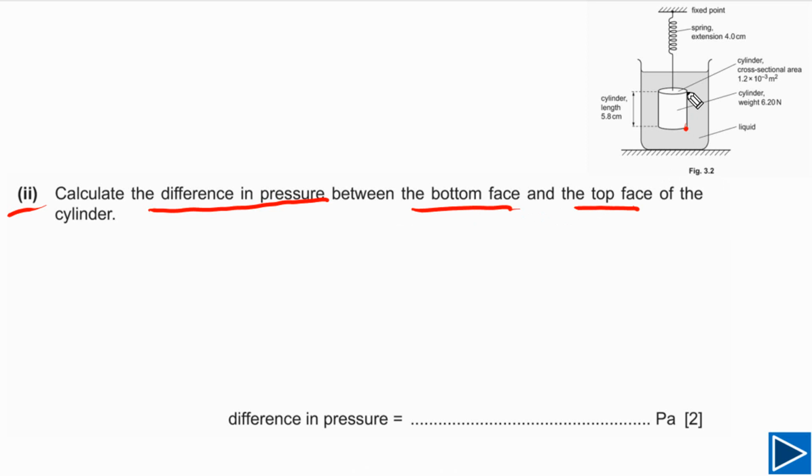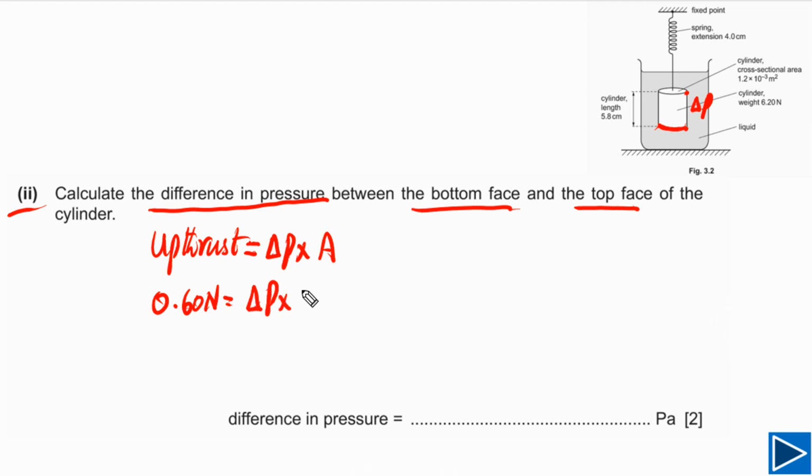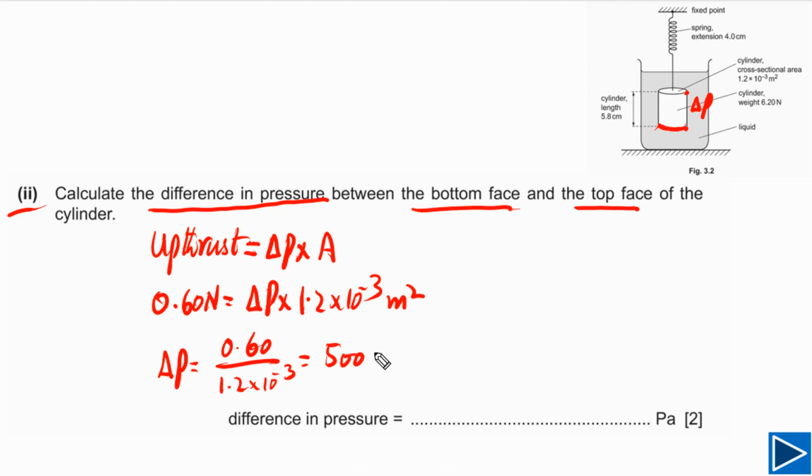For the second part, we need to calculate the difference in pressure between the bottom face and the top face. Meaning between this face and this face, we need to find the value of delta P. For this question, we have already calculated upthrust, and upthrust is simply equal to delta P times the cross-sectional area of this cylinder. Upthrust we have already calculated, that is 0.60 newtons, and delta P we need to find out. Cross-sectional area is also given, that is 1.2 times 10 to the negative 3 meters squared. Now delta P is quite straightforward. If you simply divide upthrust by cross-sectional area, we can find the value of delta P. In this case, delta P will be equal to 500 Pascal. So this is our answer.